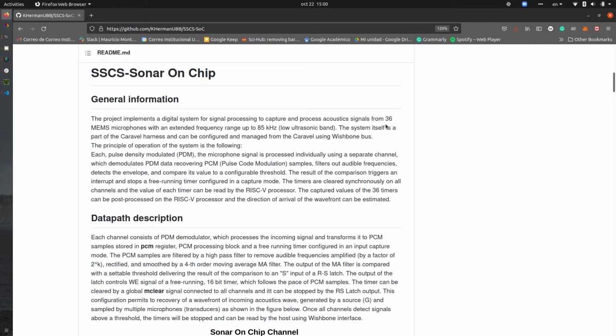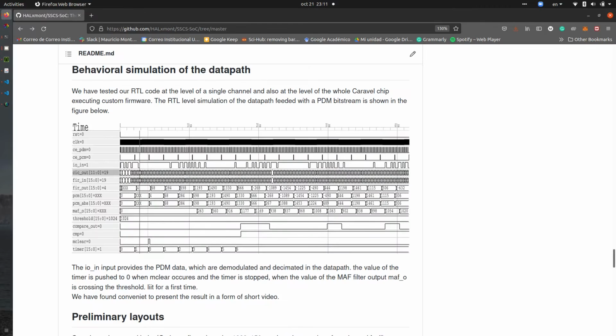Hello to everyone. This video is to document and demonstrate the operation of the simulation at firmware level of the project Sonar On Chip. The firmware simulation that will be shown consists of writing some registers and testing the behavior of the circuit.